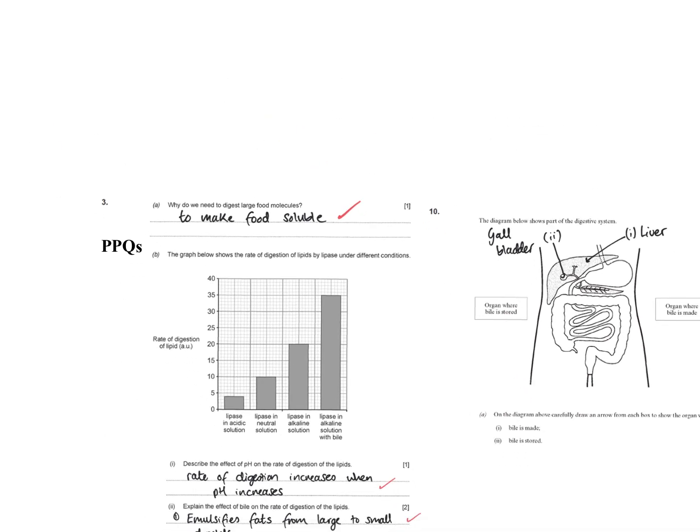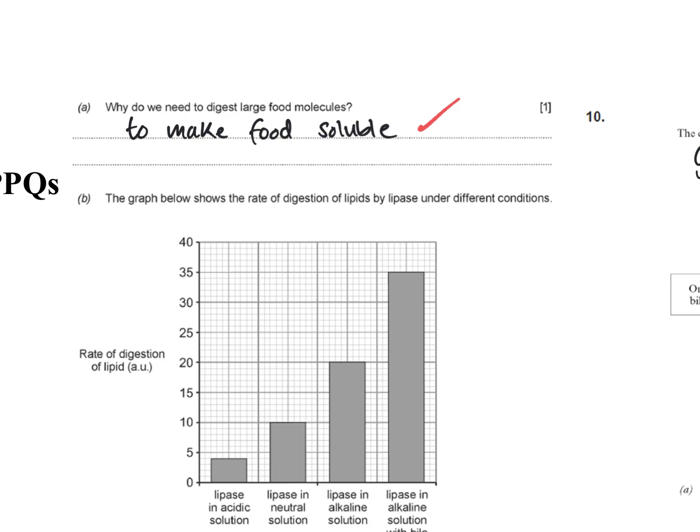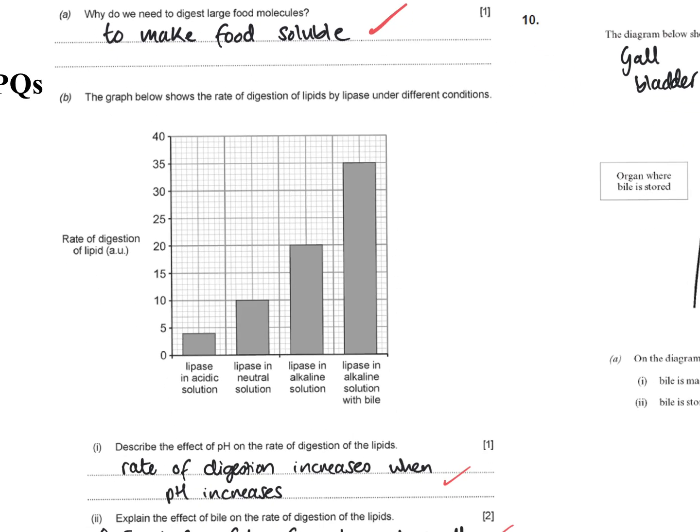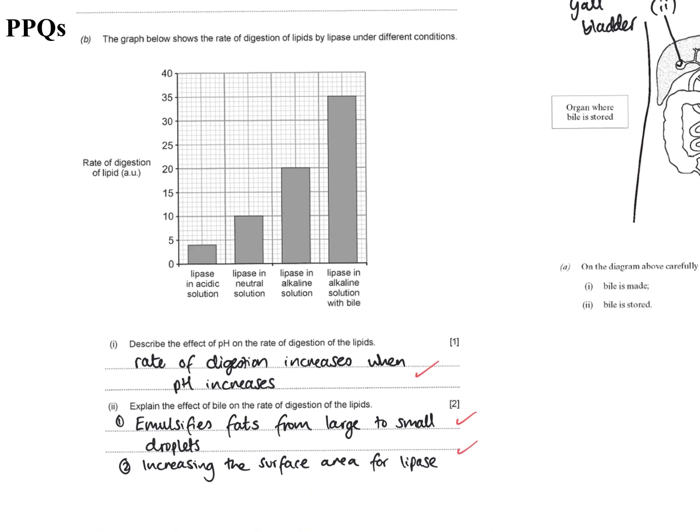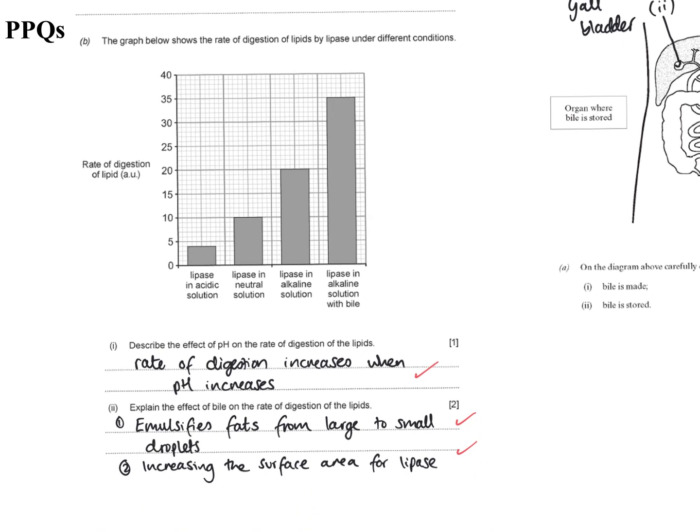Okay, so first question in part A, why do we need to digest large food molecules? And that's to make food soluble. In part B, we have a graph showing the rate of digestion of lipids by lipase under different conditions, and we're asked to describe the effect of pH on the rate of digestion of the lipids. And the rate of digestion increases when pH increases.